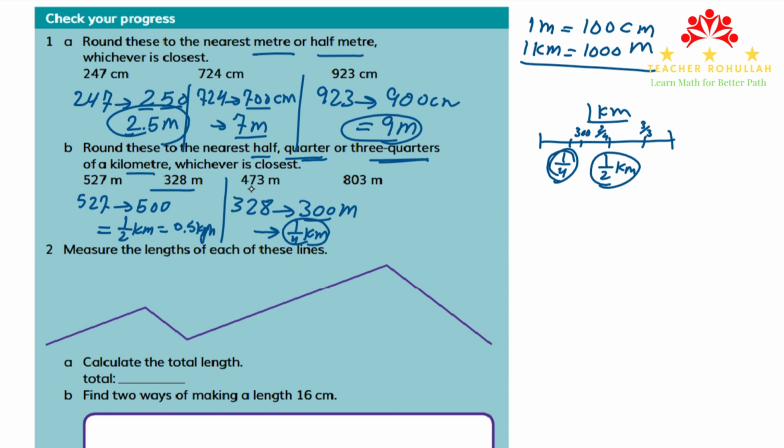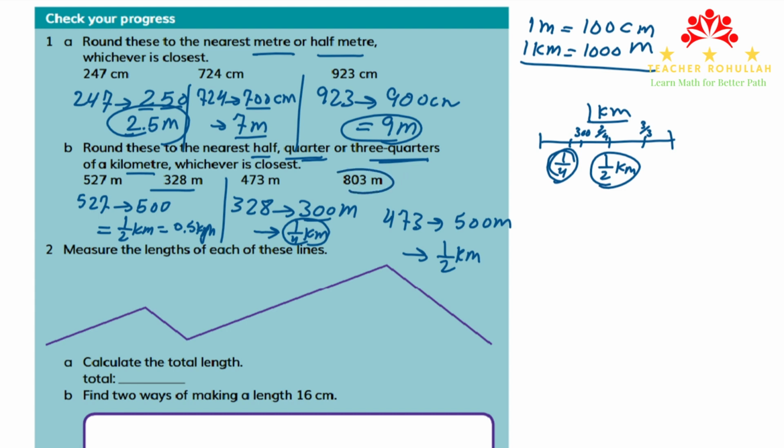The third one is 473. If we round 473 to the nearest 100, we get 500 meter. And this is 1/2 kilometer. Because it says round to the nearest half, to the nearest quarter, and to the nearest 3/4.